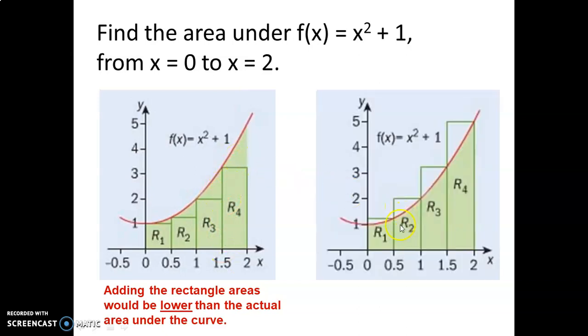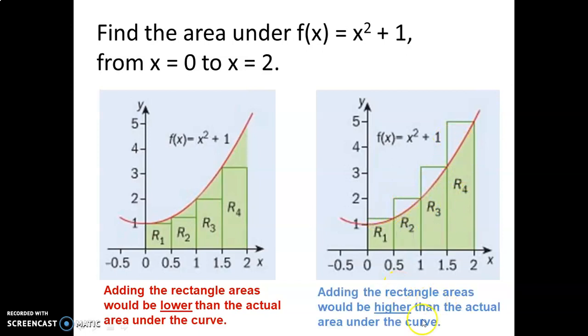We could alternatively make the rectangles stick up above the curve. So these rectangles, if we added the sum of those, we would end up with an area that's higher than the actual area because they go above the curve. So somewhere in between is the actual area, right? This is too low, this is too high.